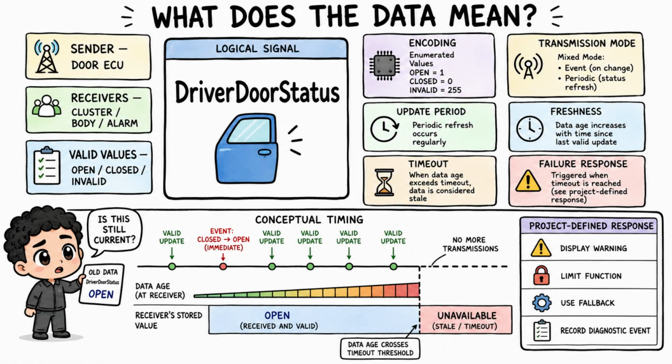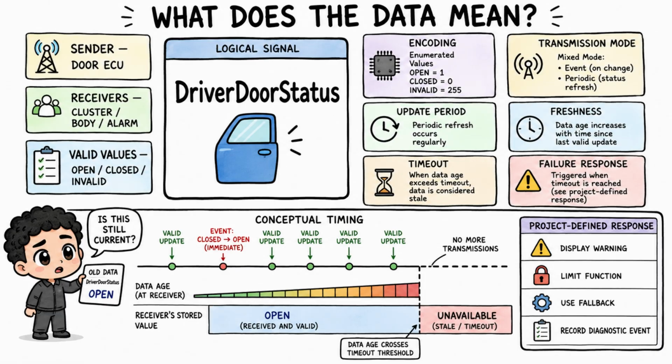Successful communication requires more than placing a value onto a wire. The sender and receivers need an agreed communication contract. They must agree on what the value means, how it is encoded, which values are valid, how often it should be transmitted, and how long a receiver may trust the last received value.